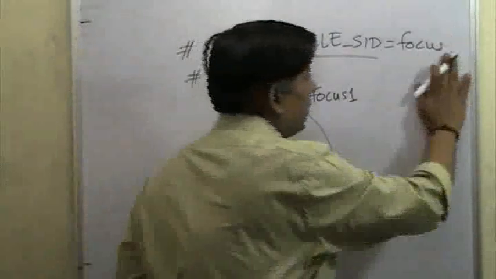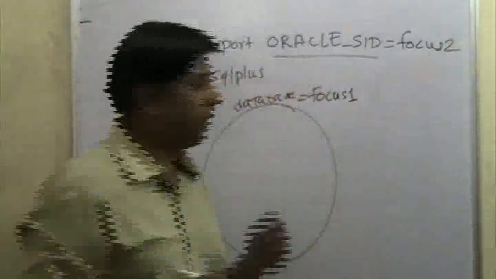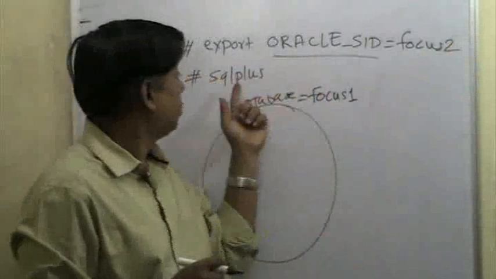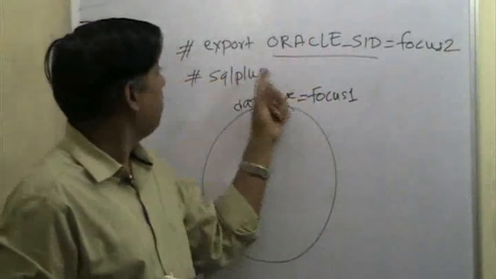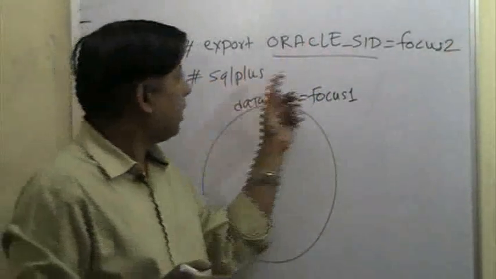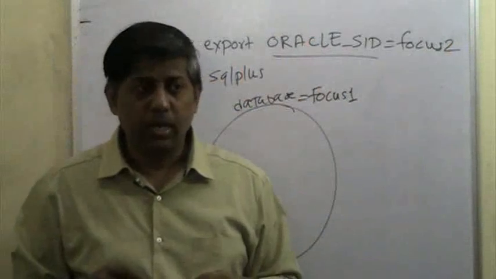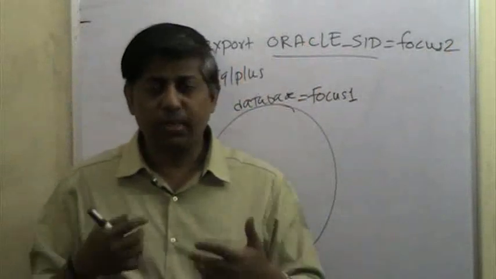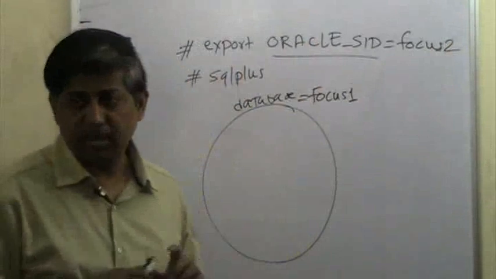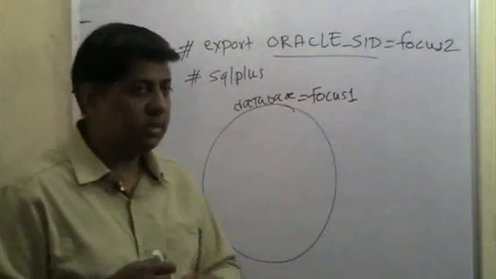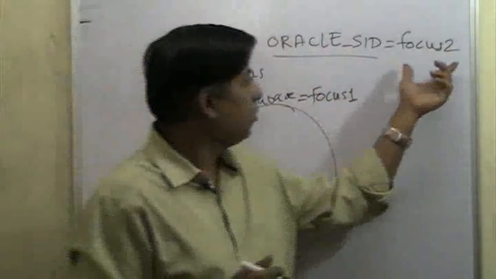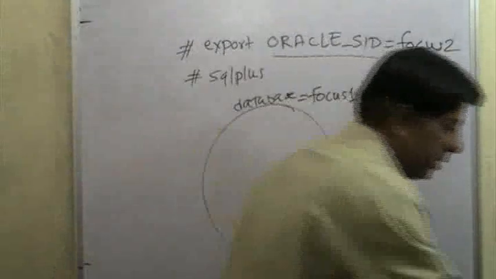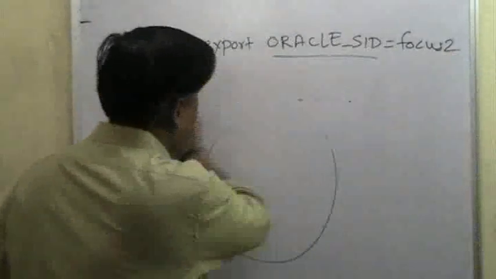If this value is by mistake typed as something different, then the SQL Plus command, which you type immediately after the export command, will try to connect to a database called Focus2. And if there is no database called Focus2, you will get an error message, Oracle is unavailable. That is something that you must have seen many times if we do not type this correctly. So how is this whole thing laid out now?